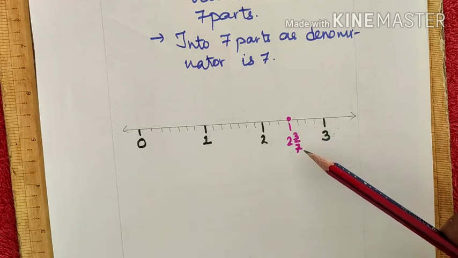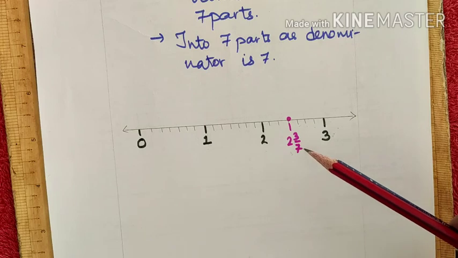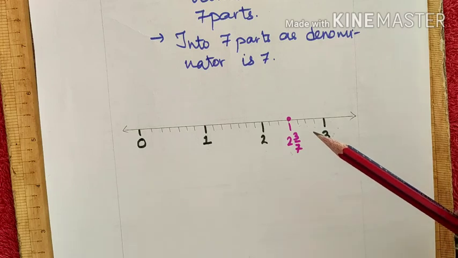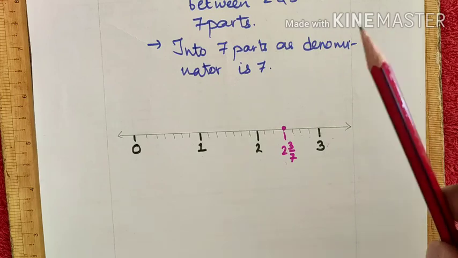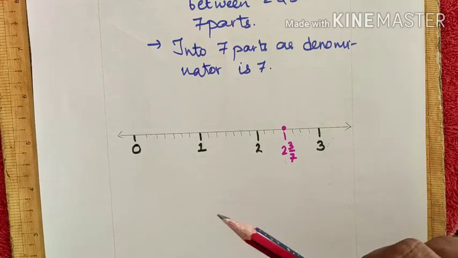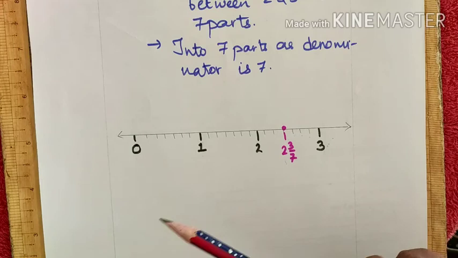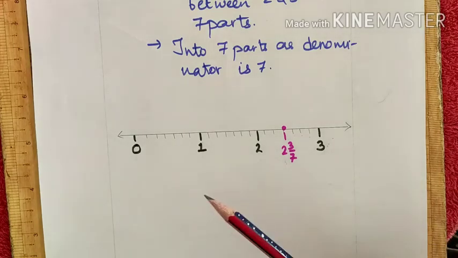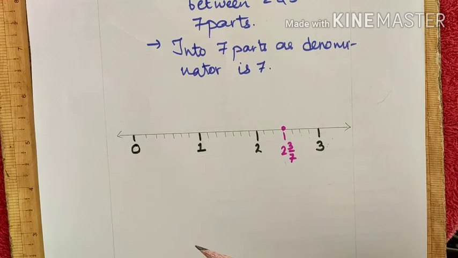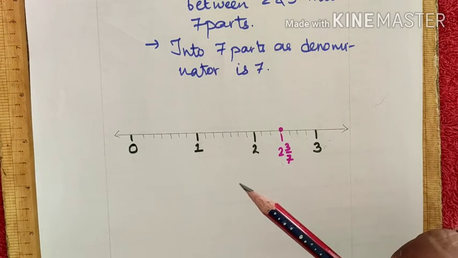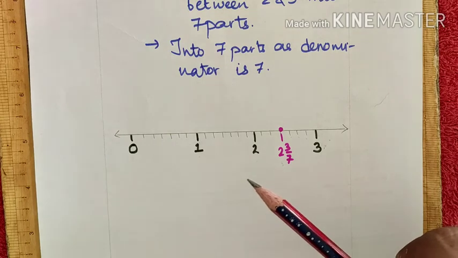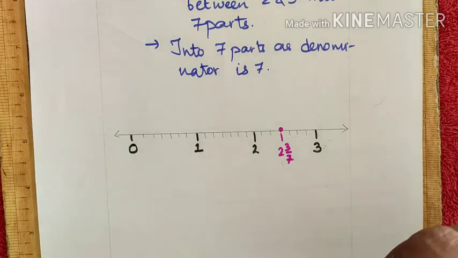2 3 upon 7. This is how we will represent the given number, which was 17 upon 7. We converted it into the mixed fraction, and then plotted it on the number line with the same number of divisions as the denominator. So this is how we'll do the sums and represent improper fractions on a number line. So with this students, today we finish off with our topic.